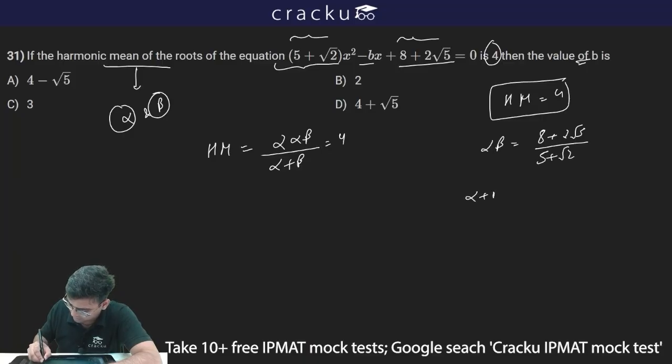And what is alpha plus beta? Alpha plus beta is minus b upon a. Now what is b here? B here is minus of minus b. So this will become minus of minus b upon a, where a is 5 plus root 2. So this will become b upon 5 plus root 2.